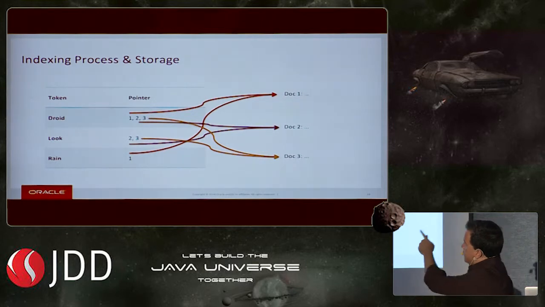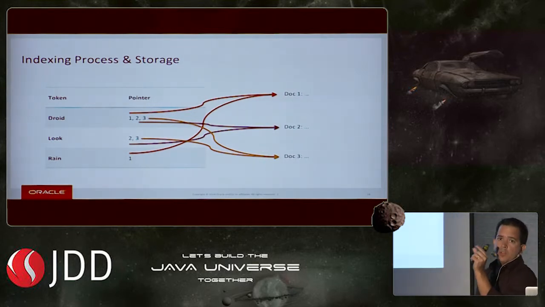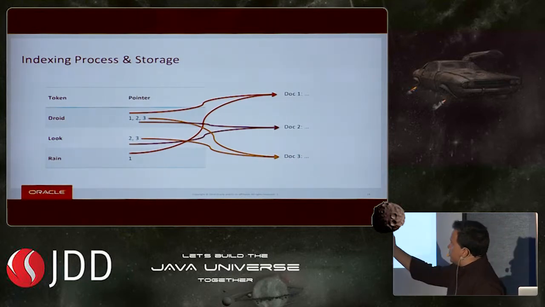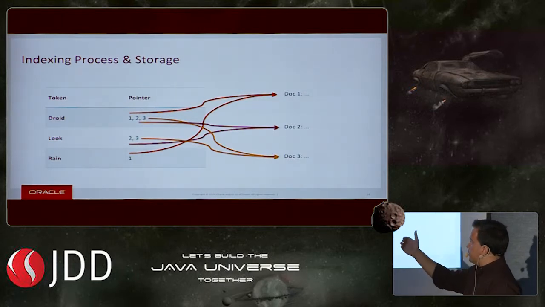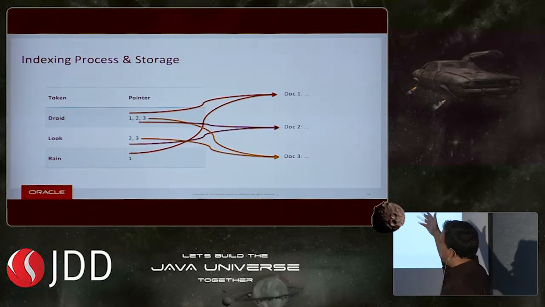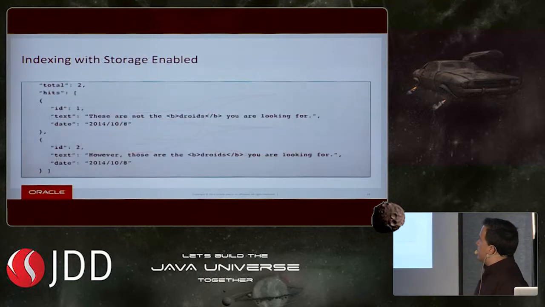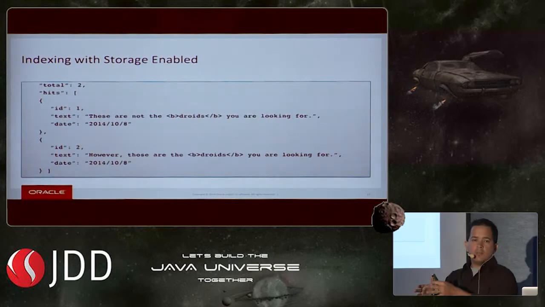So at the index itself, I'm going to have the different tokens, with only one occurrence of each token, and just a list of pointers to the original documents that included that token. Okay? So for example, if I search for droid, I'm going to have 3 matches: documents 1, 2, and 3. If I search for look, I'm going to have matches only on 2 and 3. That's basically at the core of how it's done. So when you have storage enabled, that means the original document that you sent in is kept on the search engine.